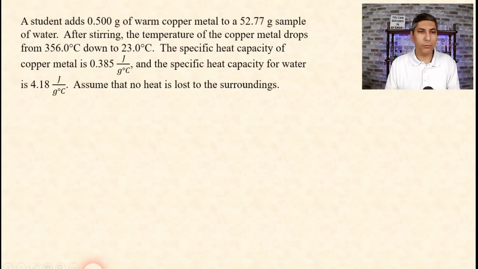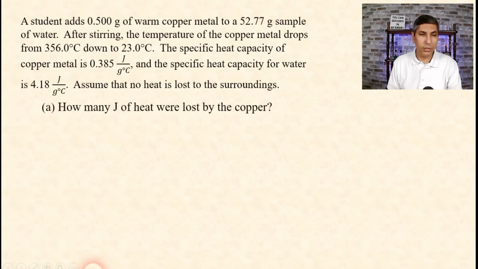Moving on to thermochemistry, we have a question here where we're going to use the equation Q equals MC delta T. Now this problem says a student adds 0.500 grams of warm copper metal to a 52.77 gram sample of water. After stirring, the temperature of the copper metal drops from 356 degrees Celsius down to 23 degrees Celsius. The specific heat capacity of copper metal is 0.385 joules per gram degree Celsius, and the specific heat capacity for water is 4.18 joules per gram degree Celsius. Assume that no heat is lost to the surroundings.